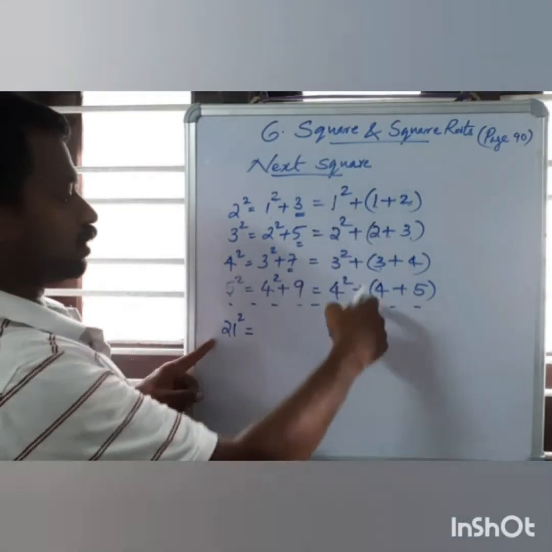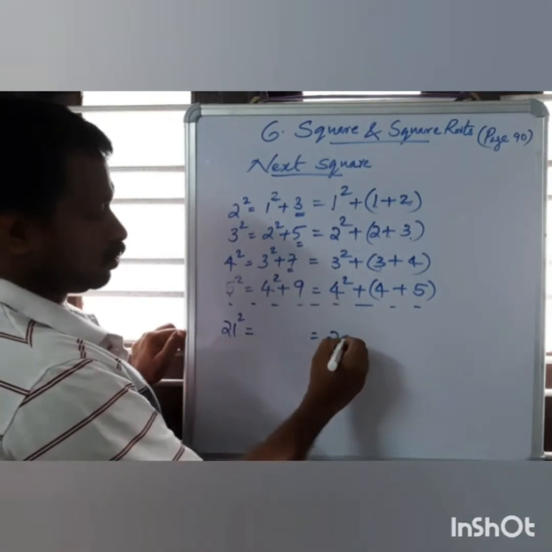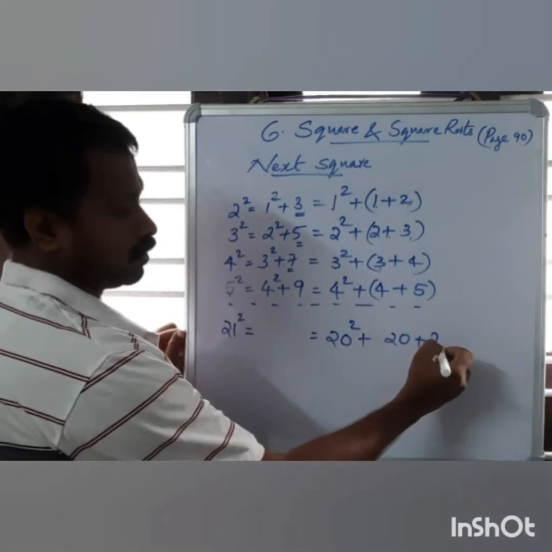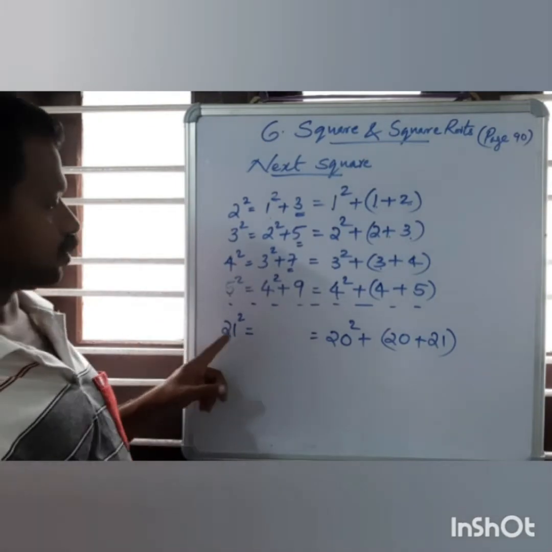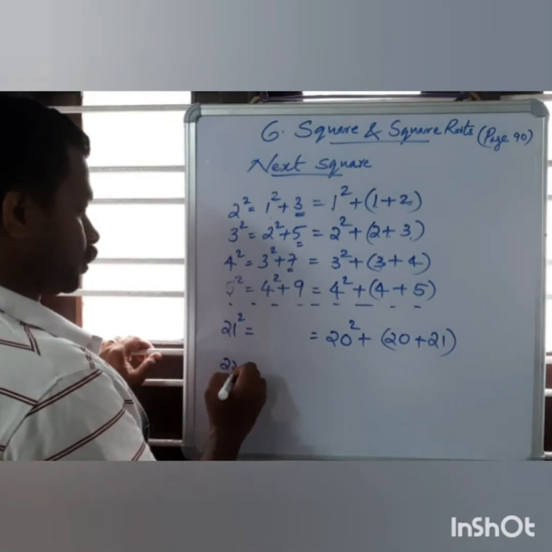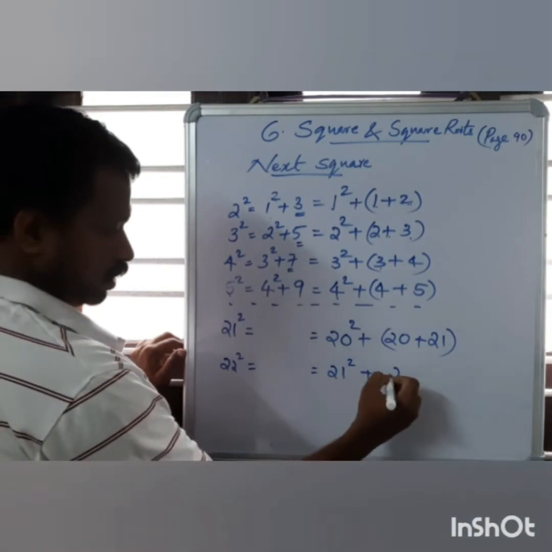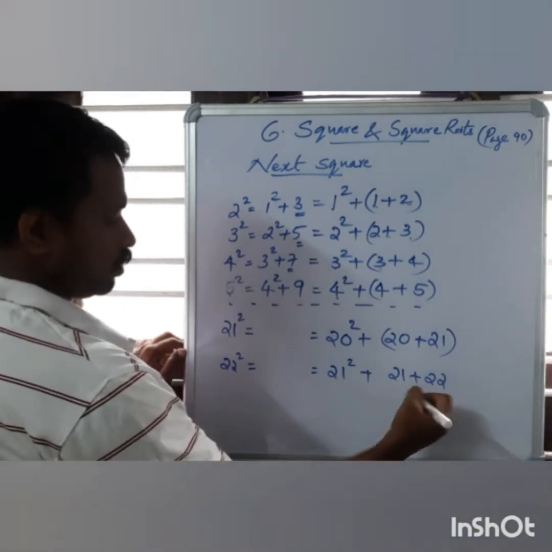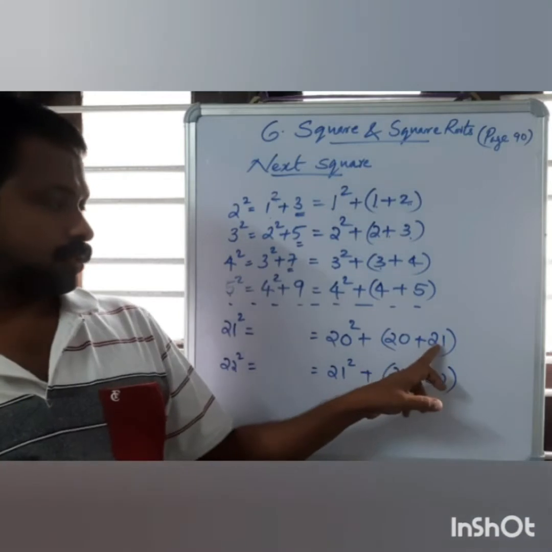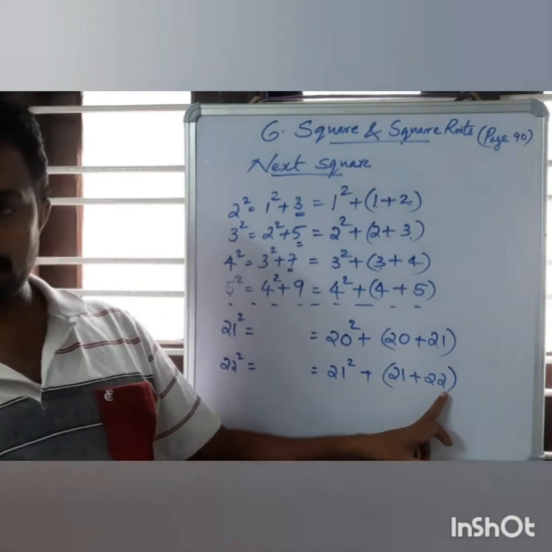21 square we can write in this form. Yes, the previous one, 5 square we wrote 4. So 21, the previous one is 20. 20 square plus the same number 20 plus the next number 21. So 21 square we can find out like this. Then what about 22 square? It is 21 square plus 21 plus 22. So 21 square is 20 square plus 20 plus 21. 22 square is 21 square plus 21 plus 22.